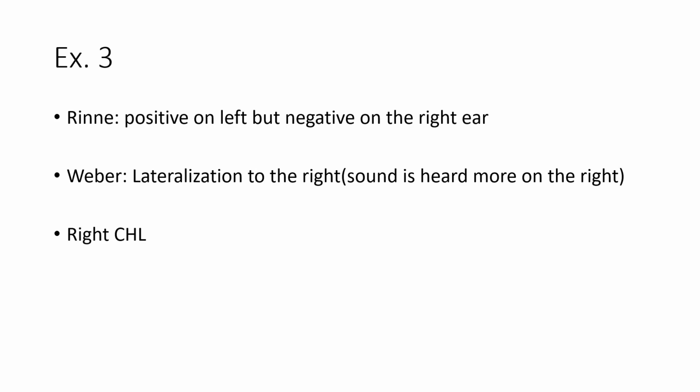Example 3, the Rinne test is positive on the left but negative on the right. Now, what is positive Rinne? AC is greater than BC. Negative Rinne, BC greater than AC. So the right ear has a form of conductive hearing loss. That's the Rinne interpretation. Weber interpretation, there's lateralization to the right. So the right ear has conductive deafness from Rinne.